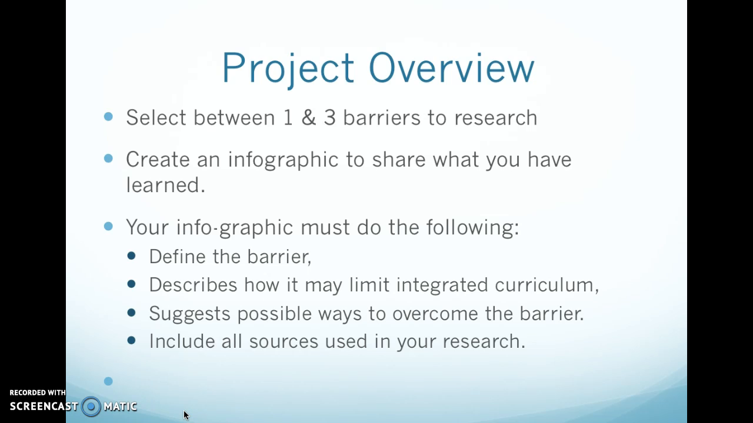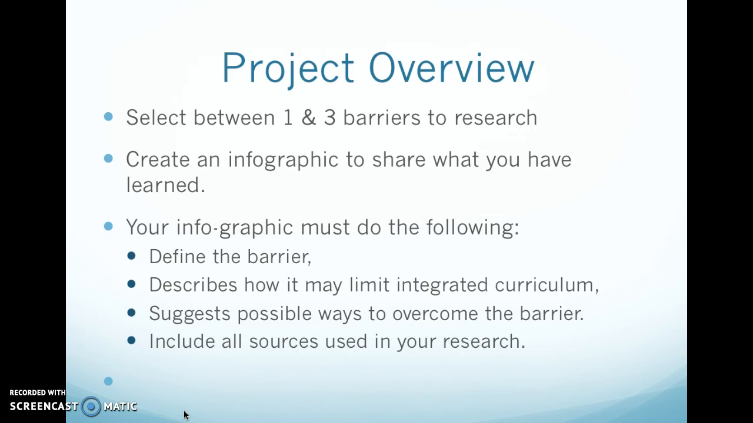So you're going to select 1 to 3 barriers for your research. The reason I say that is oftentimes when you're looking at a barrier, they're not mutually exclusive, so there's overlap, and sometimes it's easier to include another barrier. Or if you wanted to include 3 barriers and group them somehow, that's fine also. You have a lot of flexibility in this. Then you're going to create an infographic to share what you've learned.